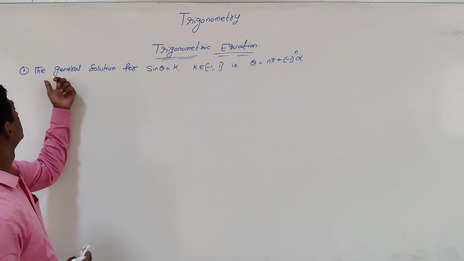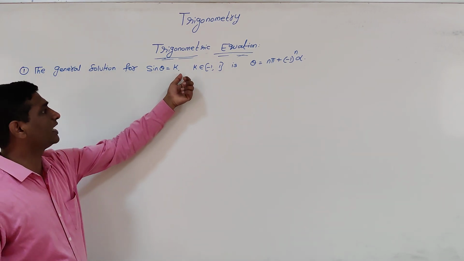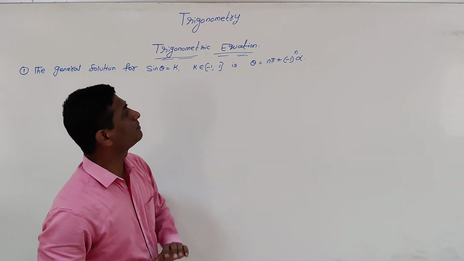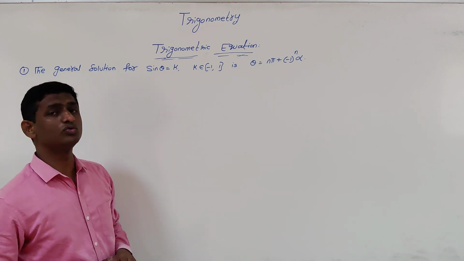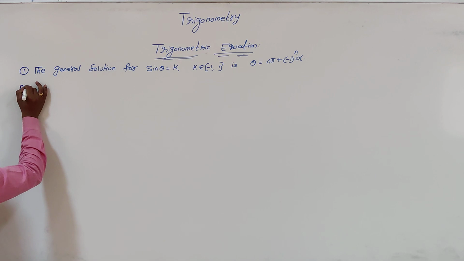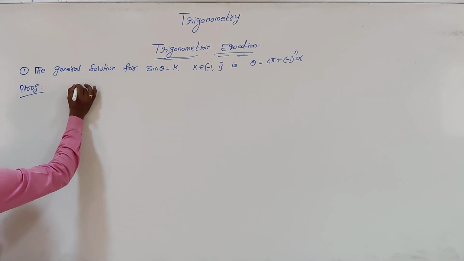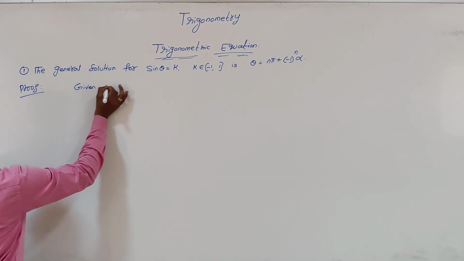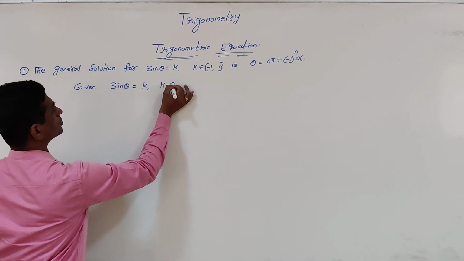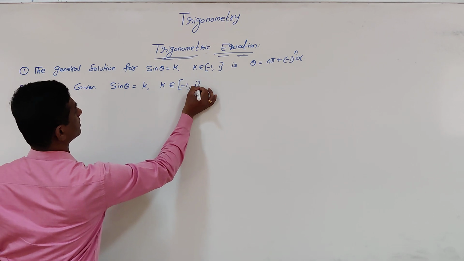That is, the general solution for sin theta is equal to k, where k belongs to minus 1 to plus 1, is theta is equal to n pi plus (minus 1) to the power of n into alpha. So we'll see the proof. So given sin theta is equal to k, where k belongs to what? Minus 1 to plus 1.